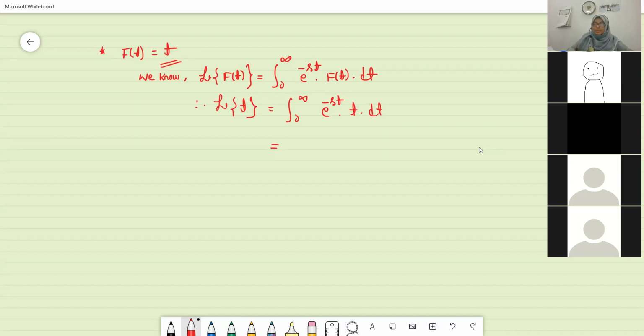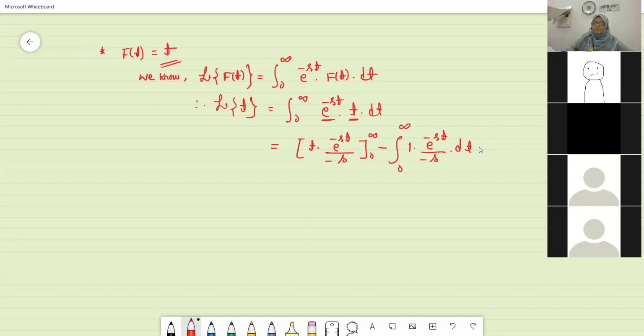Consider t as u and e to the power minus st as v. So it will be t e to the power minus st divided by minus s. Use your upper and lower limit, minus the differentiation of u, that is 1, with respect to t. If you differentiate t, the answer will be 1. Again, complete the integration of e to the power minus st divided by s, and you have to integrate this again with the same limit 0 to infinity.